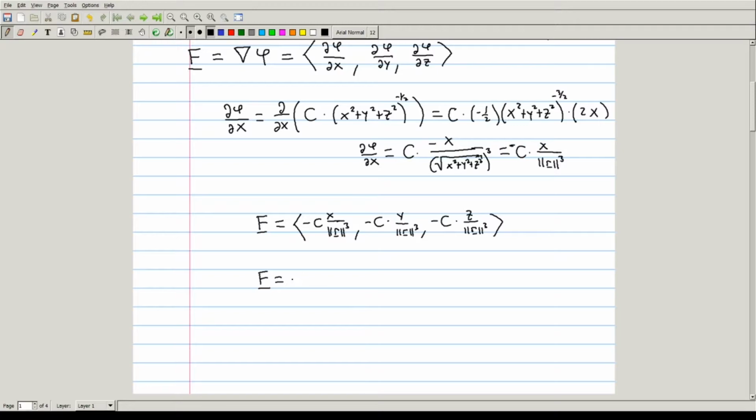And we're going to factor out some things here. We're going to factor out the c and the negative from the vector, because each component has a -1. And we could factor out length of r cubed, but instead I'm just going to factor out the length of r squared, and we'll see why in 1 second. This becomes negative c over the length of r squared times the vector x over length of r, y over the length of r, and z over the length of r.